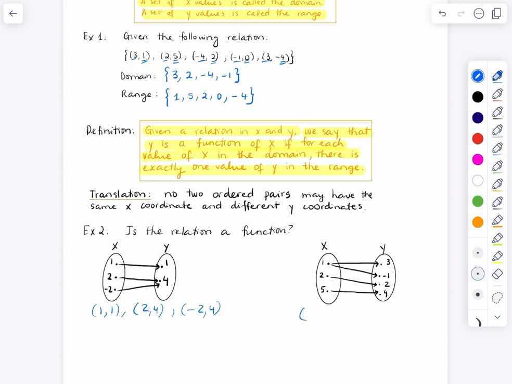The ordered pairs are (1, 3), (1, -1), (2, 2), and (5, 4). Now this one is not a function because of these two ordered pairs here. They have the same x coordinate, which is 1, but at the same time, in those ordered pairs, there are two different y coordinates, which goes against the definition of a function. So the answer for the first one is yes, it is a function, and the answer for the second one is no.